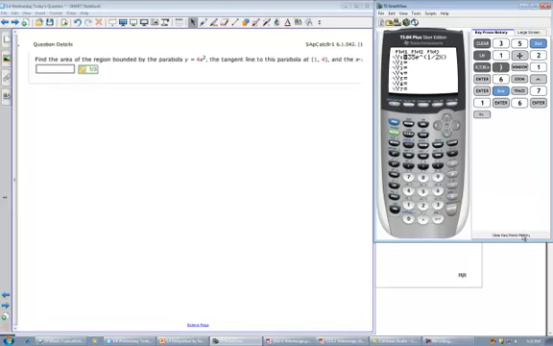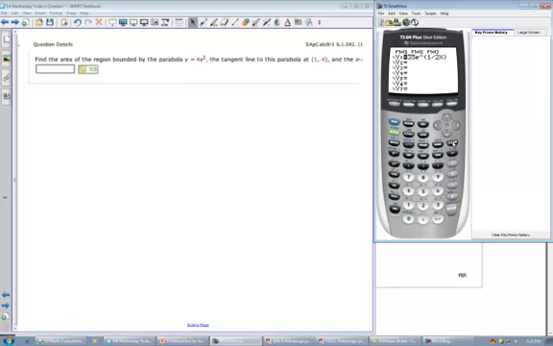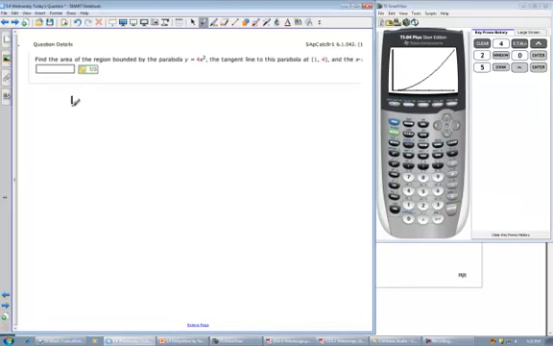So hit y equals. Let's clear this out. And then we have 4 times x raised to the 2. And we want to look at (1, 4), so let's go from 0 to 5, let's say. So zoom fit. So what do we have? All right, so we get this graph. We went from 0 to 5. And we have the parabola here. All right, so this is y equals 4x squared.